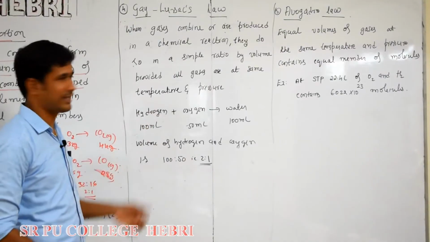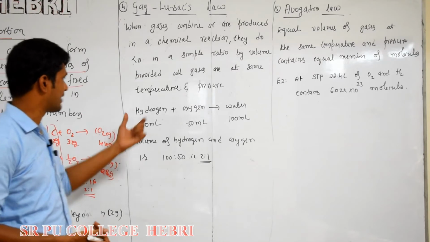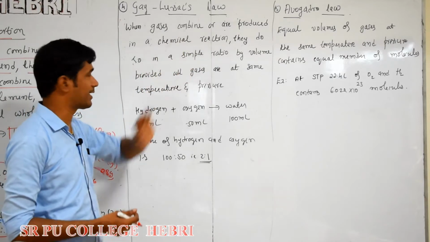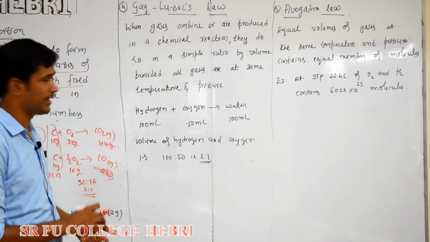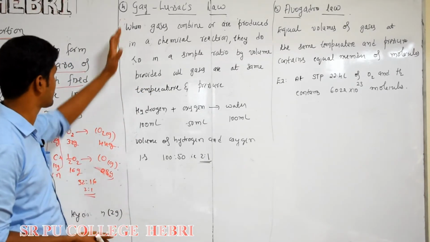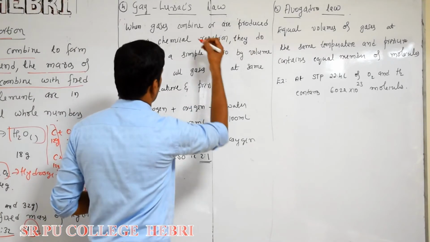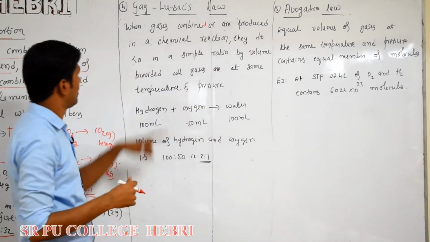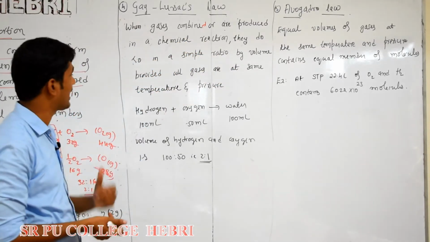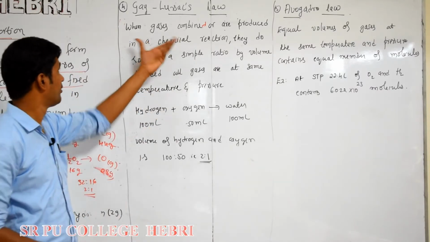Next, the next law is Gay-Lussac's law. This law is applicable only for gaseous reactants and products. So what it says: when gases combine or are produced in a chemical reaction, they do so in a simple ratio by volume, provided all gases are at the same temperature and pressure. This is the definition given in your NCERT textbook. You can change this definition like this: when gases are combined or produced, there exists a simple ratio between the volumes of gaseous reactant and product at the same temperature and pressure. So you can modify it like this in order to simplify it.